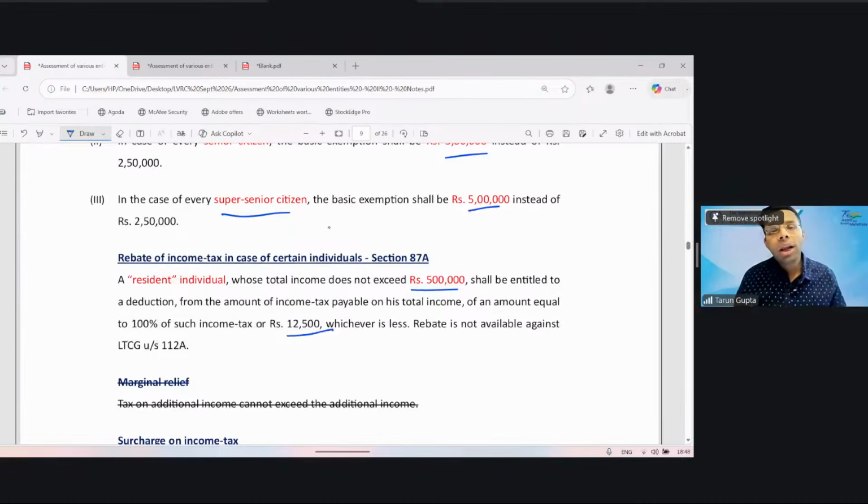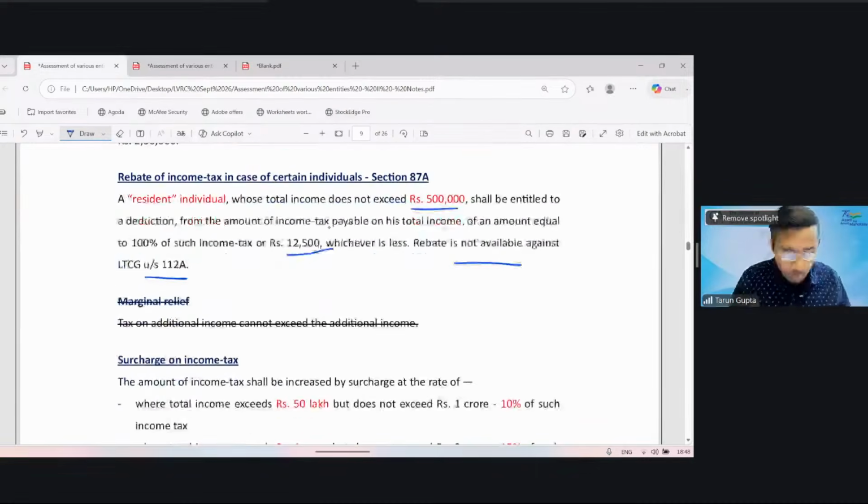Here the rebate is not available from long-term capital gain referred to in section 112A. There the rebate was not available from any special income. But in the old regime, the rebate is available from all of the special income except long-term capital gain under section 112A. Okay. One more difference, the marginal relief is not available in respect of rebate under the old regime.